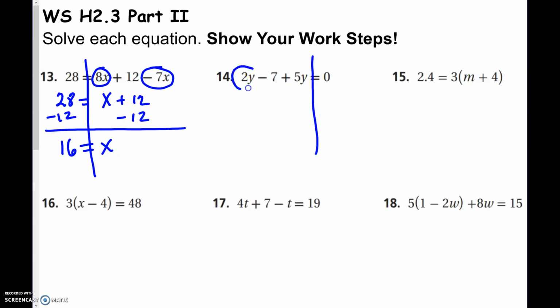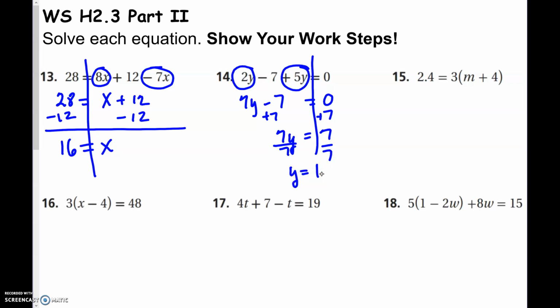All right, number 14, we are going to combine like terms. So we have, on the same side, 2y and 5y. So we have 7y minus 7 equals 0. Now we're going to get rid of this minus 7, and the opposite of subtracting 7 is to add 7 to both sides. So 7y equals 7. And now we're going to divide by 7. So y equals 1.